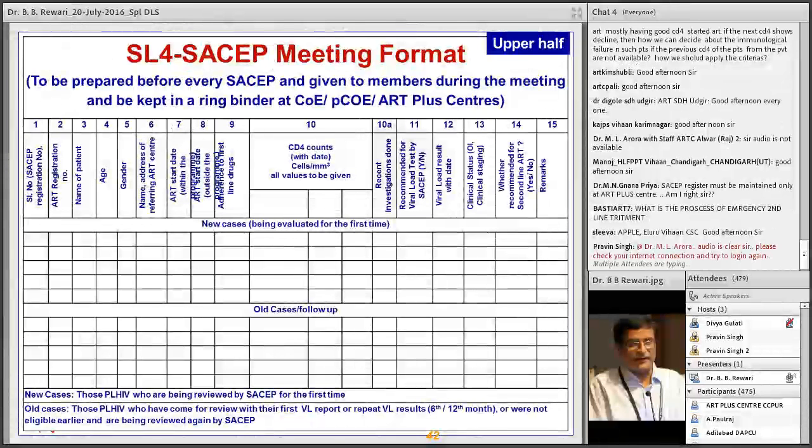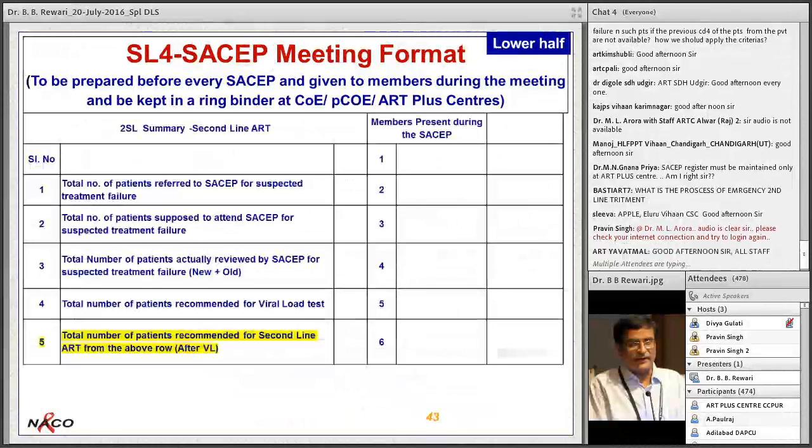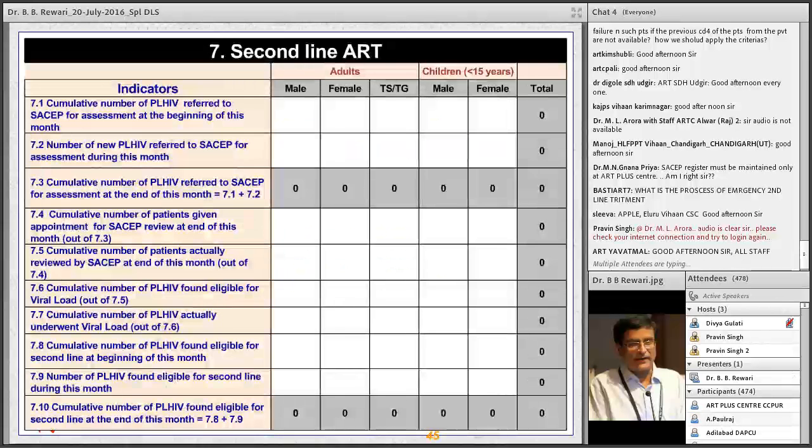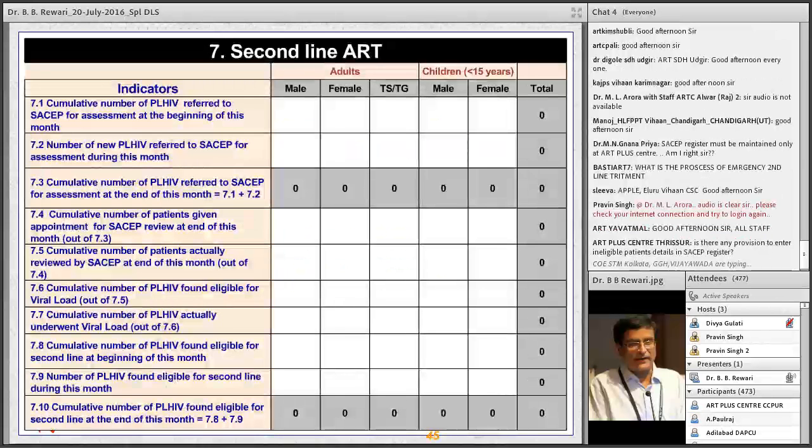Again, this is the upper half, giving more details on patients reviewed, actually reviewed, recommended and recommended for second line ART. Now coming to the monthly progress report, this format has been changed and has been sent to all the centers. You see, it is just a replica of your first line format.